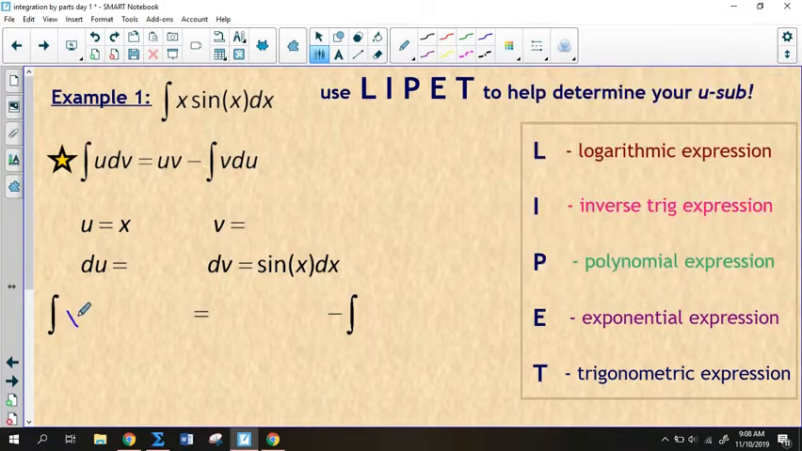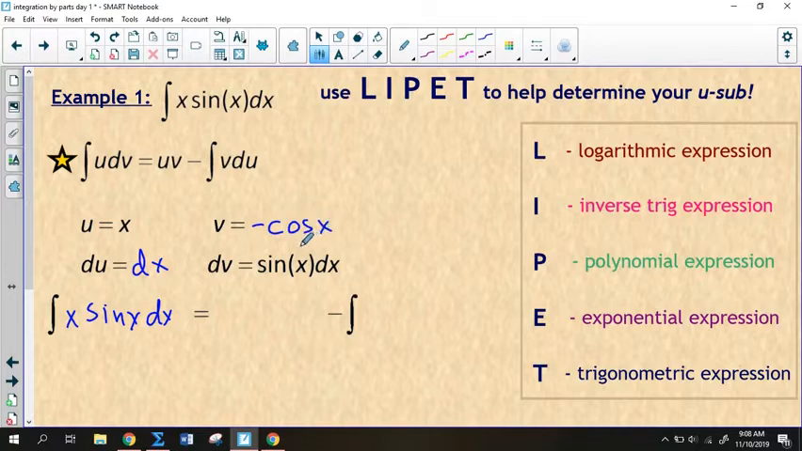So the problem we're integrating is x sine of x dx. And using the formula, we are going to first take the derivative of u, which is just dx in this case, and the antiderivative of sine, so integrate this piece here, which happens to be negative cosine of x. Okay, according to the formula, we do u times v first, so u times v will be negative x cosine of x. And then I'm going to do v times du. I'm going to do negative cosine x dx. So I'm going to turn this into a positive cosine x dx.